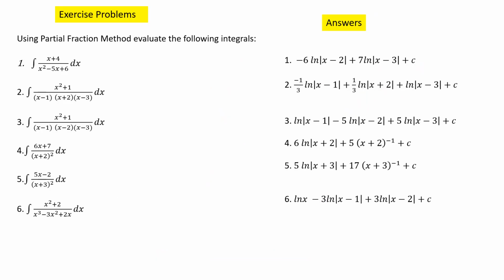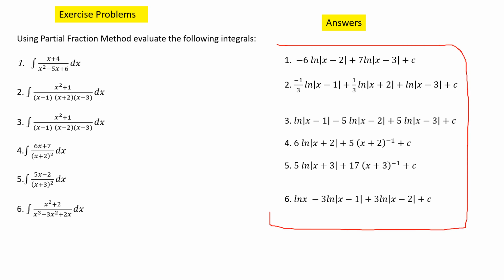So these are the exercise problems, and on the right side I have given the answers also. Using the previous methods and ideas, I request you to kindly do these problems.